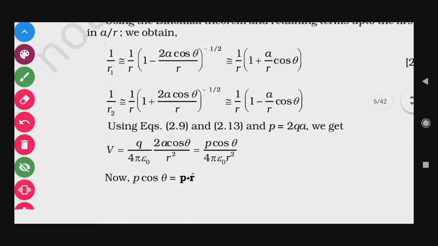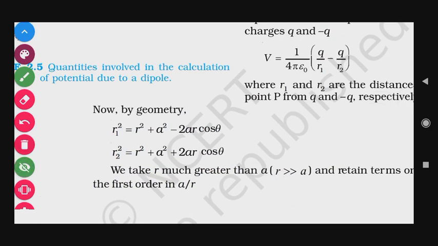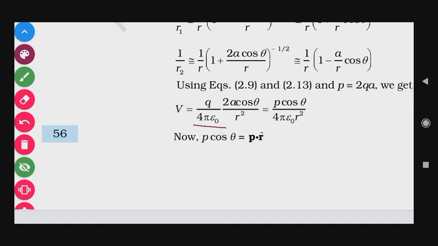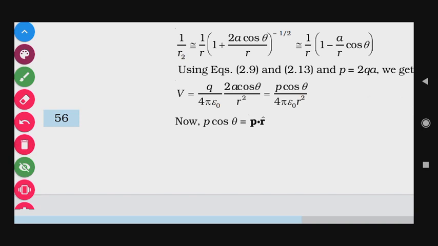So this will become, you see, 1 upon 4 pi epsilon naught was there. Q is common because the charge is the same for both. Now this is q upon 4 pi epsilon naught, and I have solved this for you just now, and you will get 2a cos theta. And you know q into 2a is what? P, the dipole moment, I just told you, P cos theta upon this term. And I can write this in vector form, so this dipole moment I can write as P dot R.